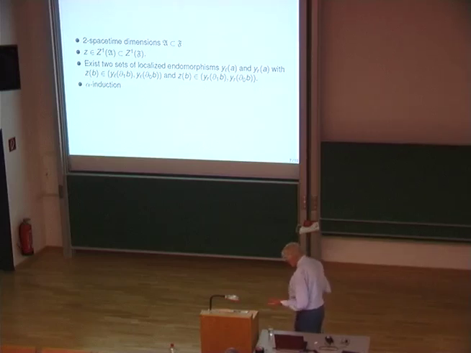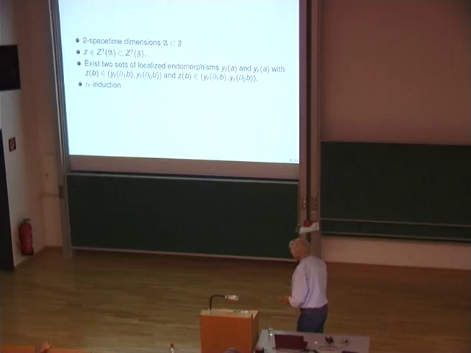And now I take a one cocycle. If this is a one cocycle of A, then it's also a one cocycle of F. Now, when you're in two dimensions, there are two sets of localized endomorphisms which are associated with a one cocycle, because you can localize it on the left or you can localize it on the right. So you have two sets of localized endomorphisms, Y L of A and Y R of A.